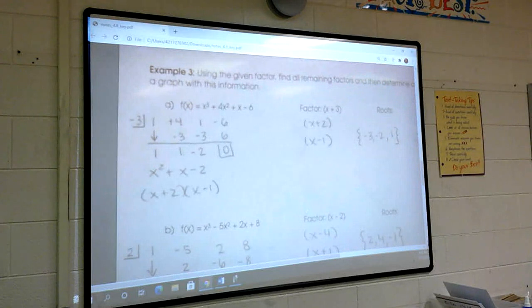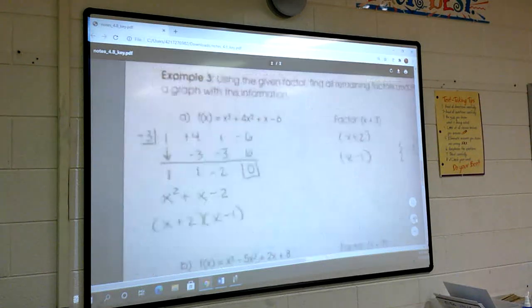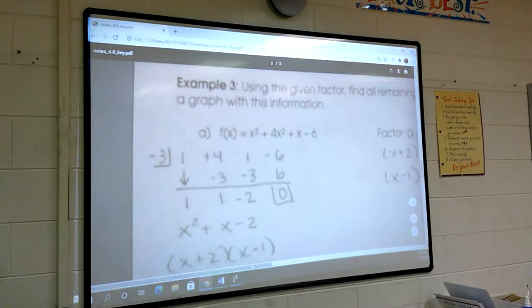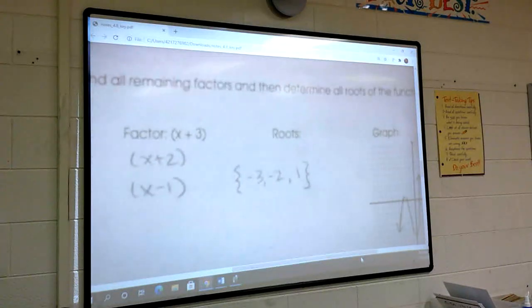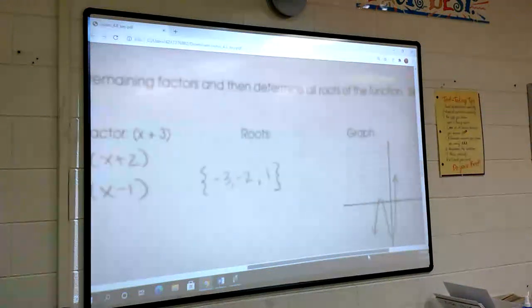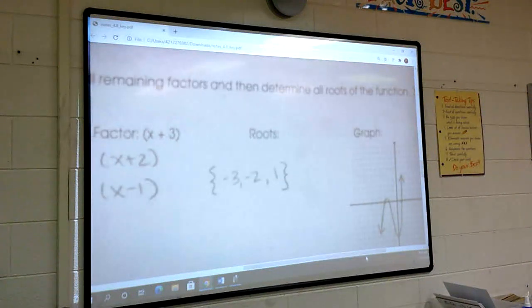It's right here. Okay, again, you don't have to worry about doing anything here. Here we're going to use the problem to get the factors, the roots, and the graph. So I'm going to show it to you real quick, and then I'll show you how we got those.